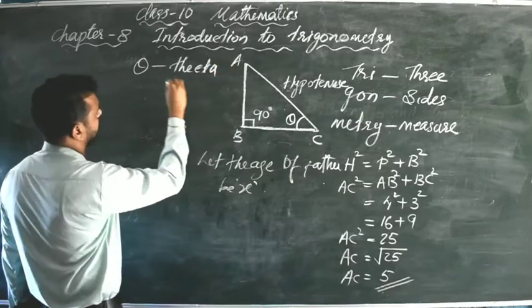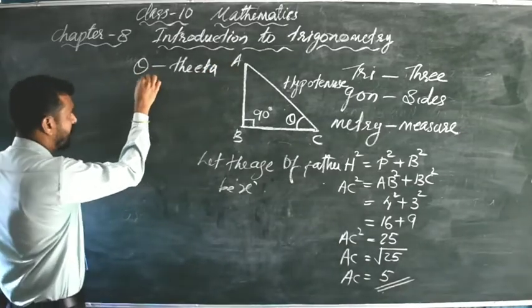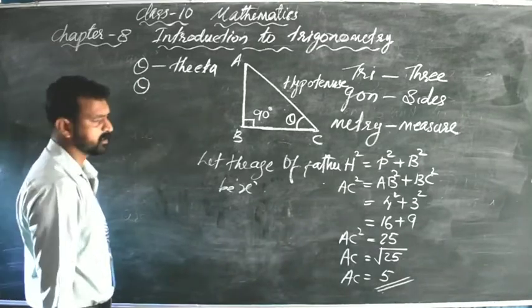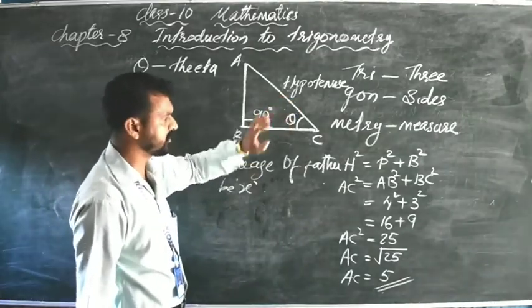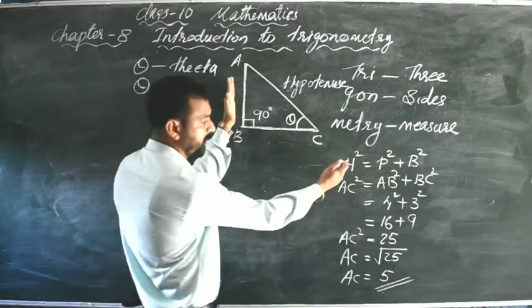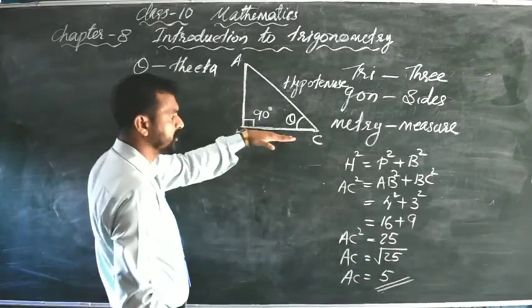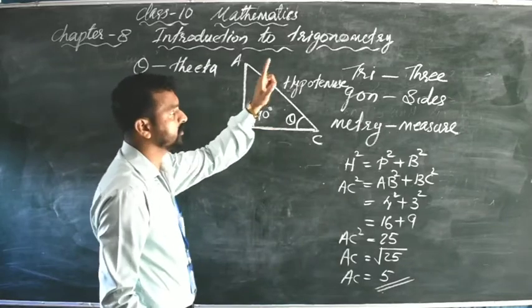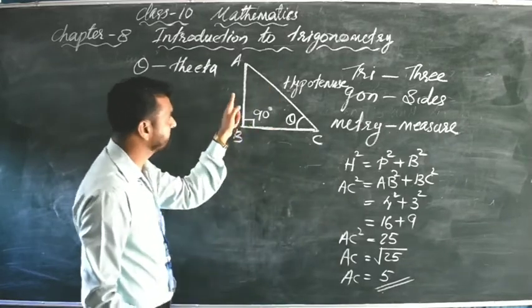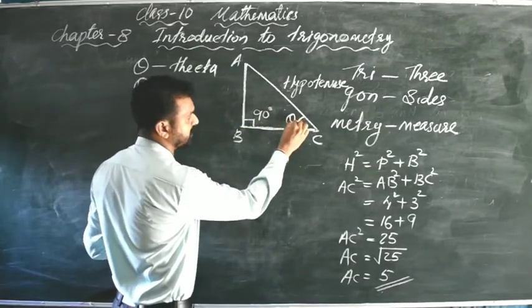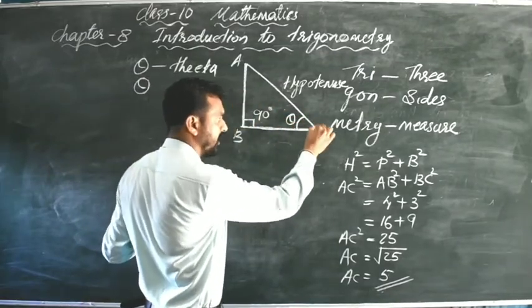Theta. This one is a symbol, theta. So we are assuming that angle C is equal to theta. When we use the Pythagoras theorem, I told that AB is the perpendicular and BC is the base. Now in trigonometry, we say AB is the opposite side, because we have considered angle C as theta.